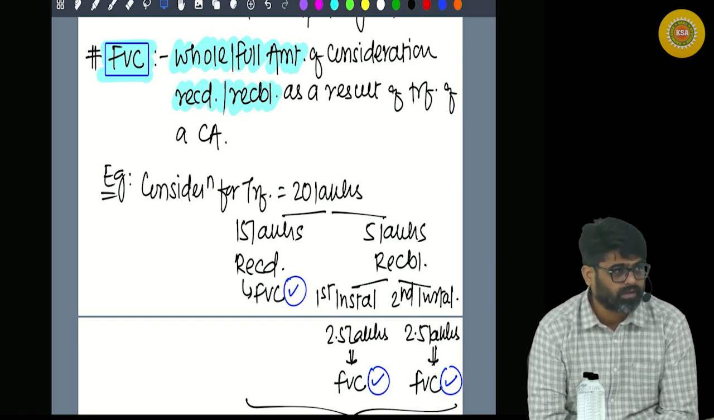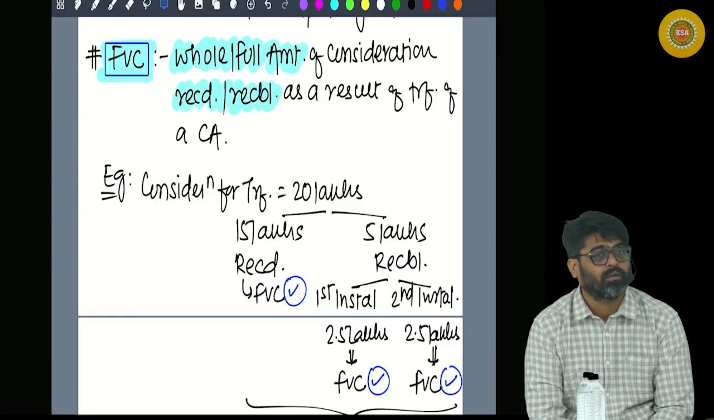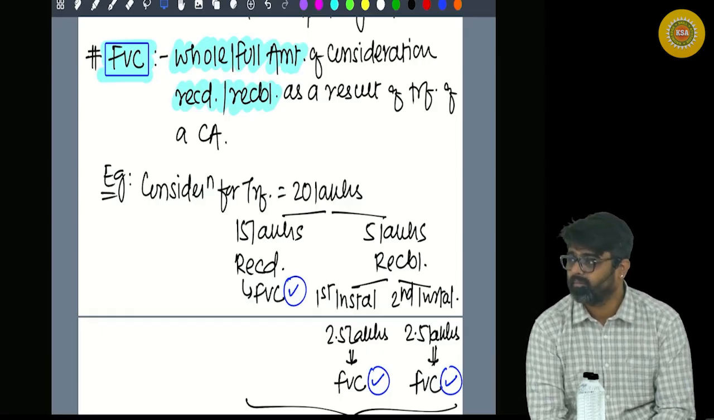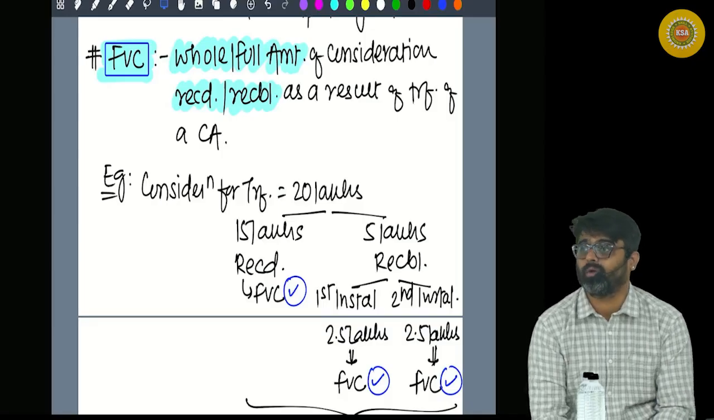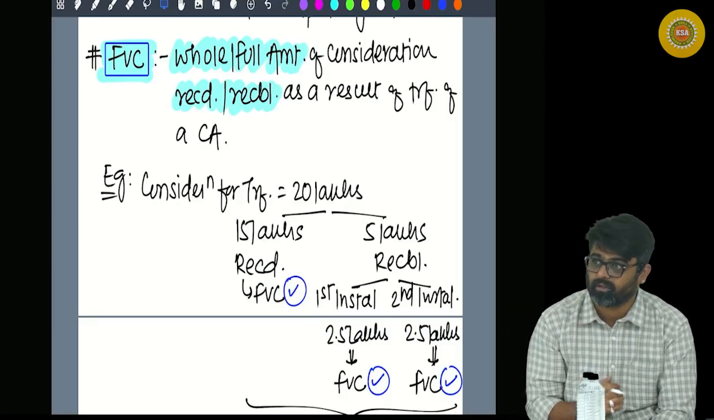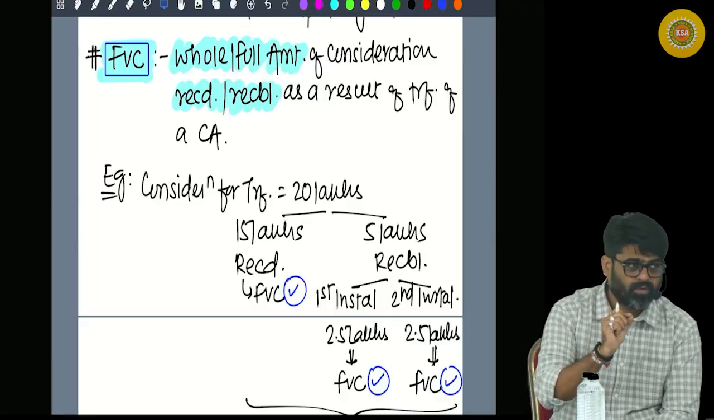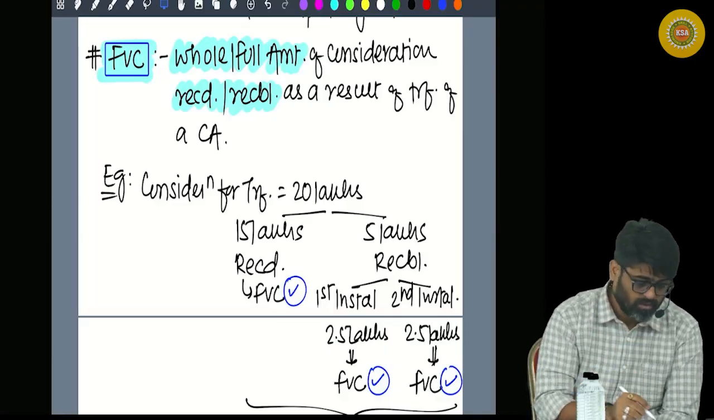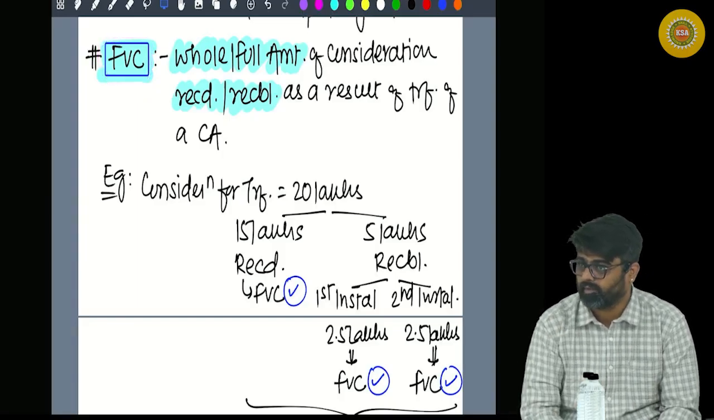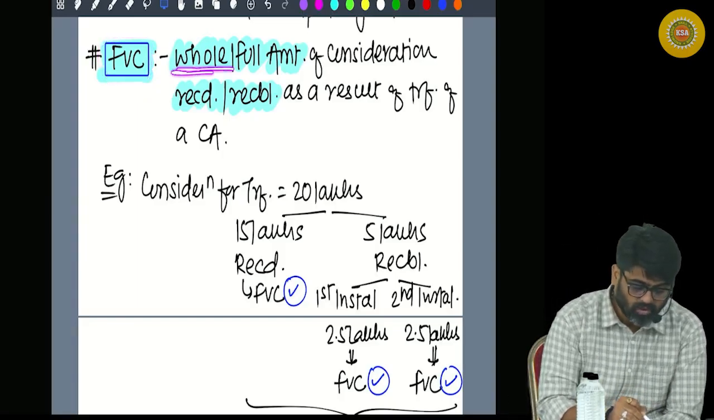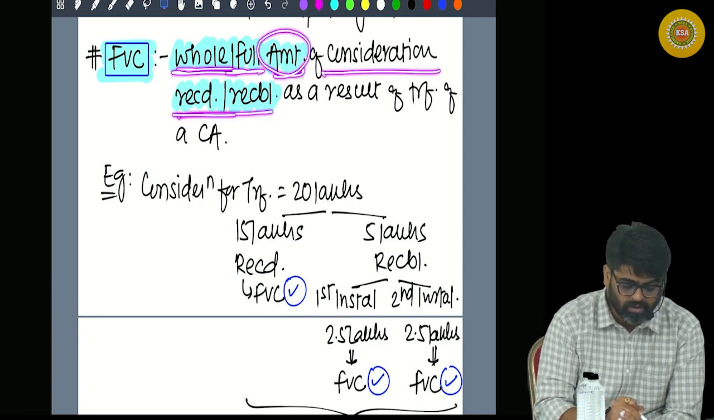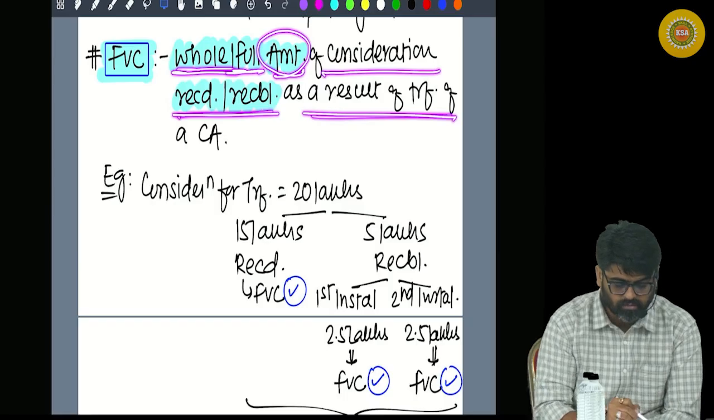So you are an assessee transferring your capital asset. Will you compute capital gain? What is the first amount which you are going to take to compute your capital gains? Full value of consideration. So what is the meaning of full value of consideration? Full value of consideration means whole or full amount received or receivable as a result of transfer.